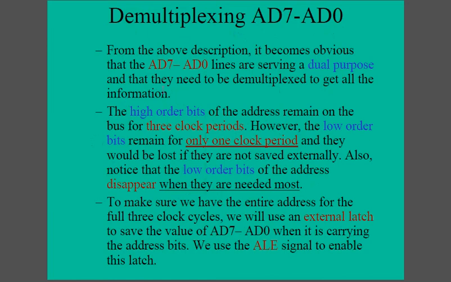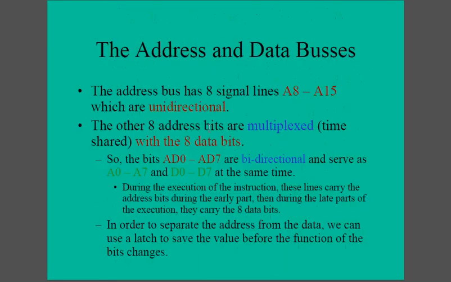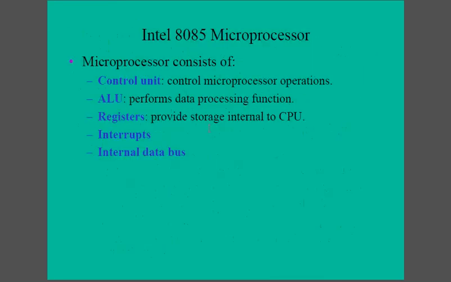Okay, so we have to go through the explanation here. From the above description, it becomes obvious that the AD0 to AD7 lines are serving a dual purpose and need to be demultiplexed, meaning they can function as two things. The first one is address and the second one is data. The high order bits of the address remain on the bus for 3 clock periods. As you can see here, that's the picture.